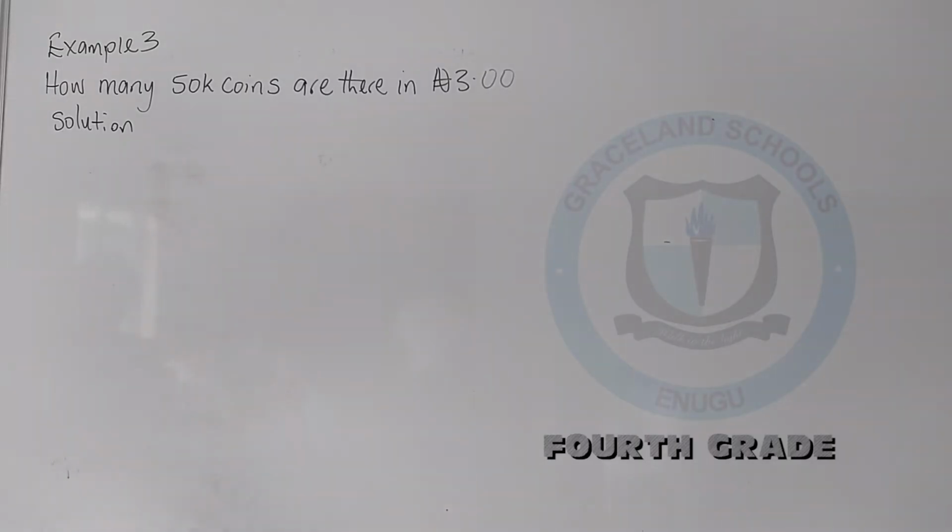Okay, example 3. How many 50 kobo coins are there in 3 naira? Before we solve, we have to change 3 naira to kobo by multiplying it with 100. Remember, move the decimal point 2 places to the right. Okay? Let's solve it together now.